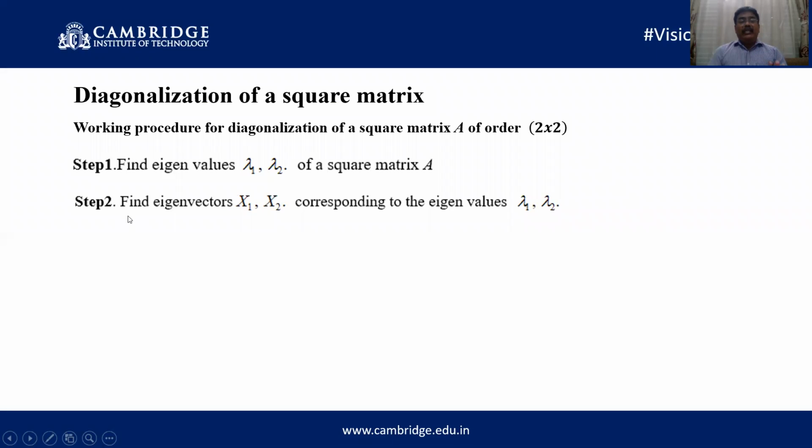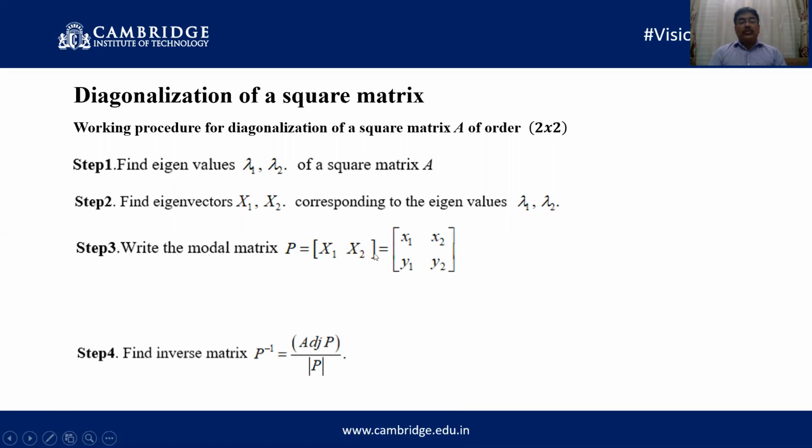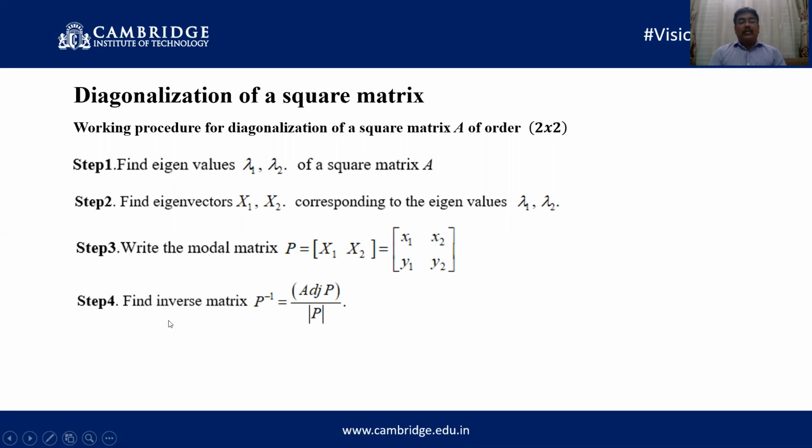In the next step, find the eigenvector, say x1, x2, corresponding to each eigenvalue lambda 1, lambda 2 respectively. In step 3, let us form the model matrix P by using the eigenvectors x1, x2. In the next step, compute P inverse by using the appropriate formula, that is, P inverse is equal to adjoint of P divided by determinant of P. Already you are familiar with finding the inverse of a matrix.